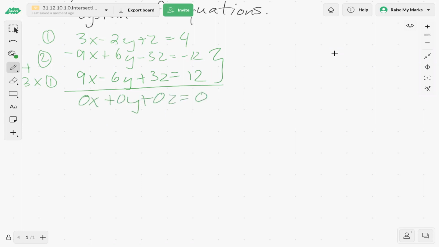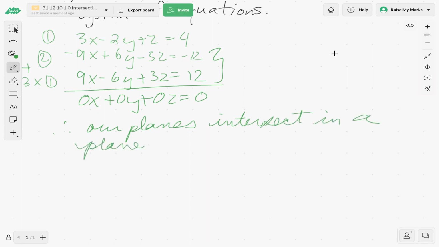So it looks like our planes are the same. Therefore our planes intersect in a plane, since they are the same plane. Okay, so now since we know they intersect in a plane, we want to determine the solution. So why don't we look at the first equation, the first plane? We'll start with this one, 3x minus 2y plus z equals 4.